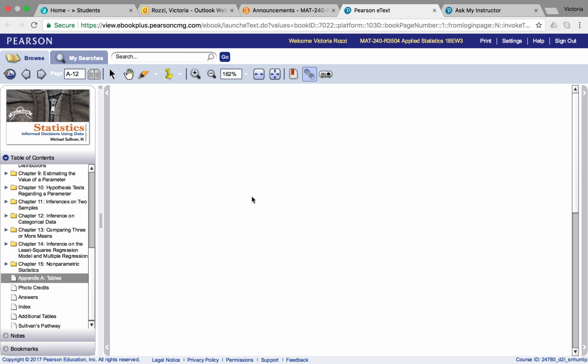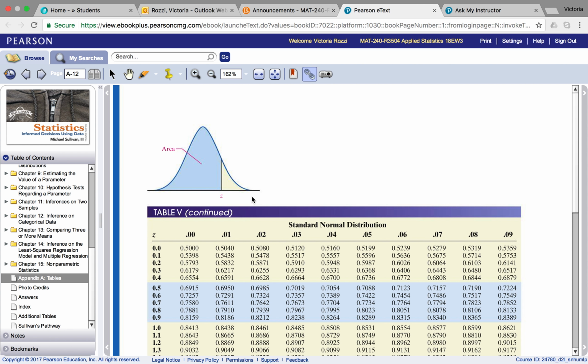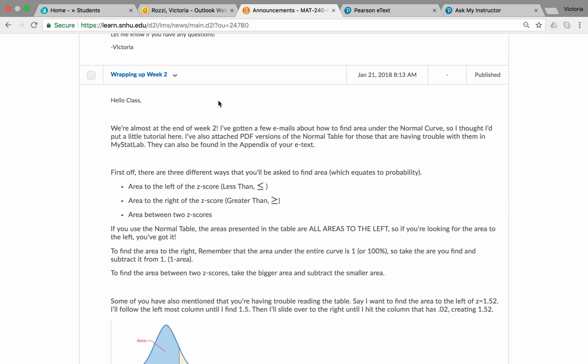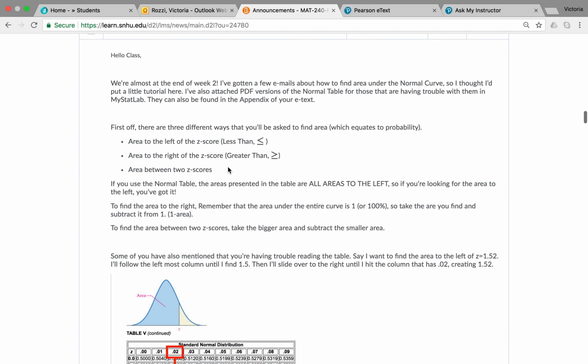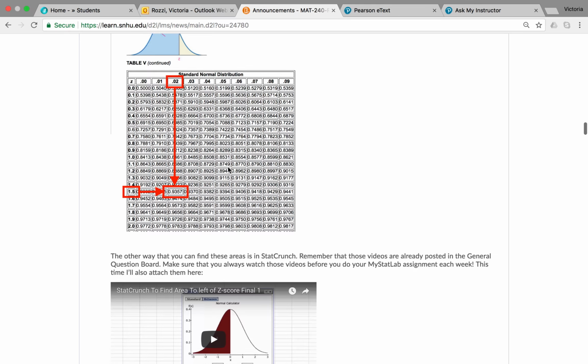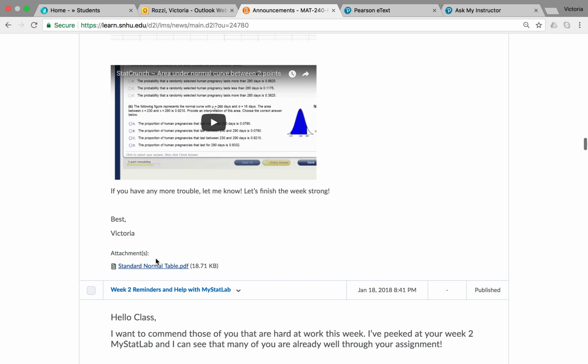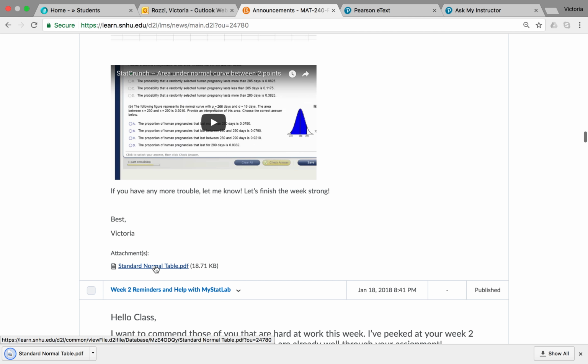It's just loading here. So there's your positive side, your positive z-scores. Now to make it a little bit easier for you, I did put a PDF of the standard normal distribution in one of your announcements. And so if you go to your announcements, in the announcement entitled Wrapping Up Week 2, if you go all the way to the bottom here, I have the standard normal table as a PDF.